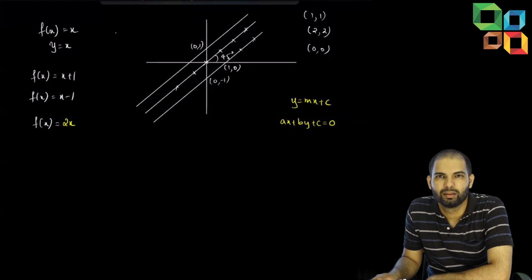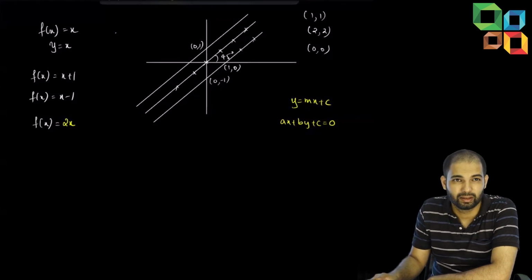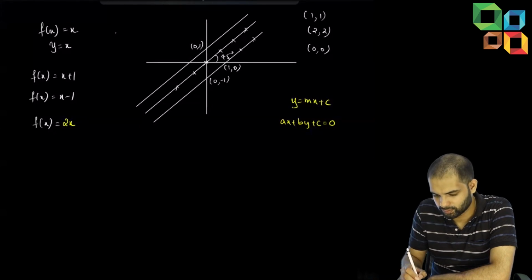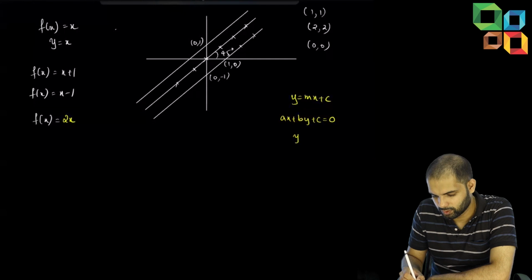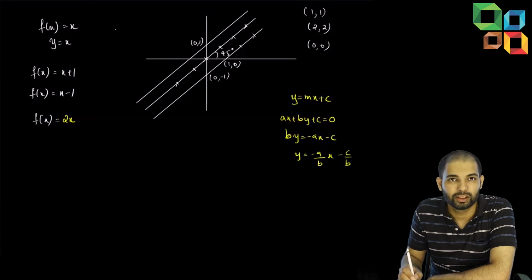We could rearrange this equation. How? If we bring the ax and the c part to the RHS, this is by is equal to minus ax minus c. So if I divide by b, y is equal to minus a by b x, minus c by b. So it's similar to that form.